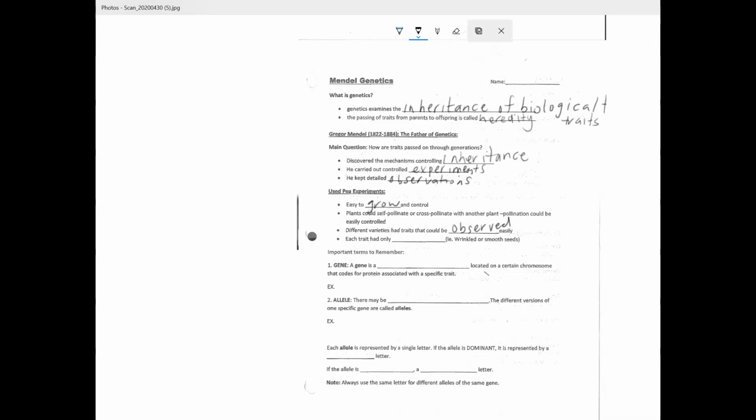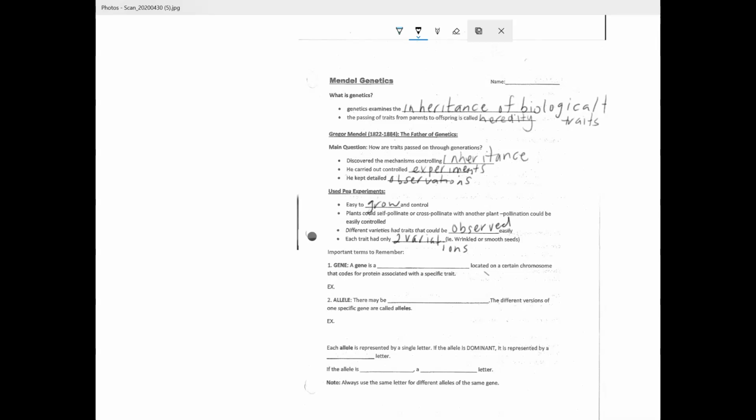Okay, so there were, I believe, 7 different characteristics or traits that pea plants had that were very easily observed. And each of these 7 traits only had 2 variations, okay? So 2 different options. For example, in this one, it says wrinkled or smooth seeds. I've also talked about tall versus short plants.